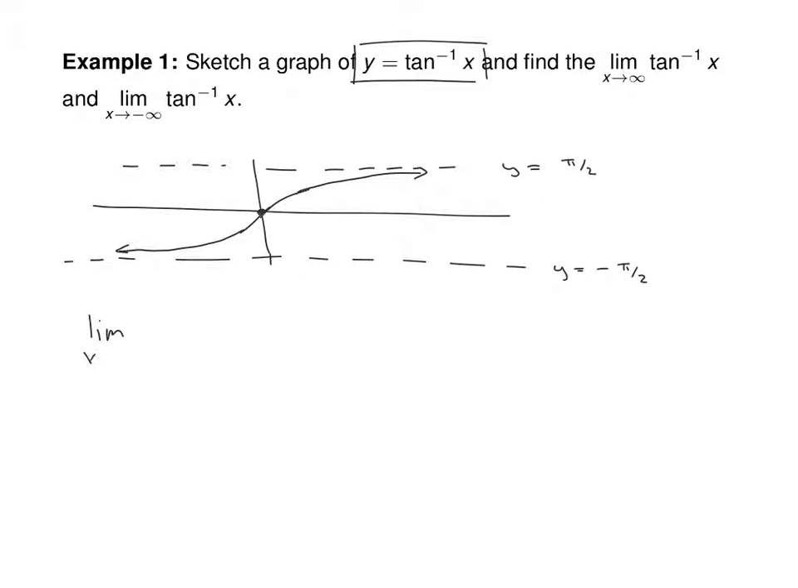So what is the limit as x goes to infinity of tan inverse of x? As x gets really, really big, tan inverse gets closer and closer to pi over 2. And as x goes to negative infinity, inverse tangent gets closer and closer to negative pi over 2.